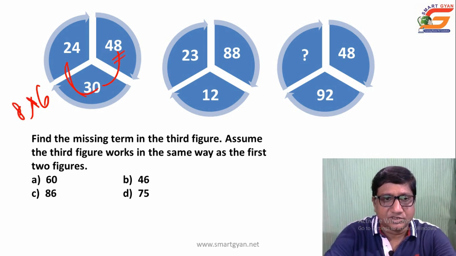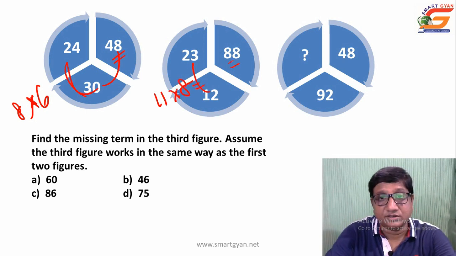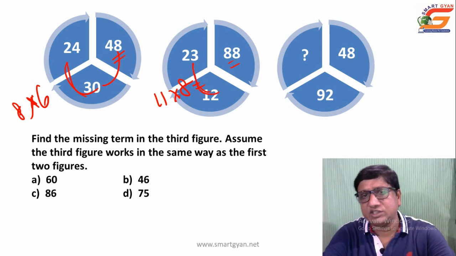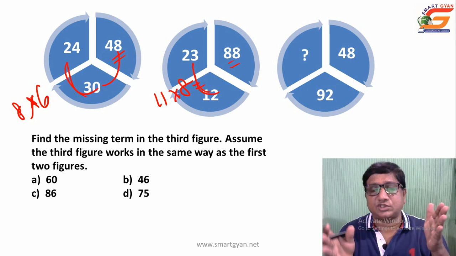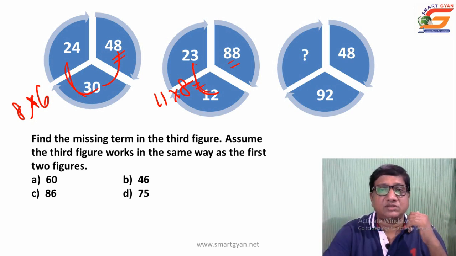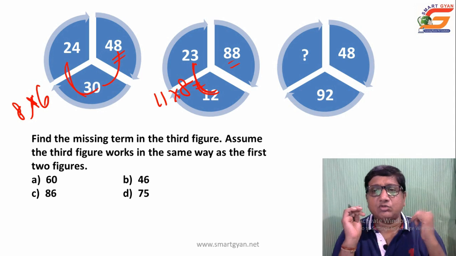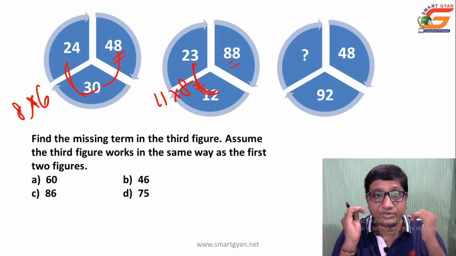Is it possible for the other figures? Then 23 minus 12, that is 11. Yes, 11 into 8 is equal to 88. Yes, the difference of these two multiplied by 8. This is a question out of the box, meaning we have to multiply the difference of these two numbers with 8. It may be 5, 4, 6. So this is purely out of the box. You have to think beyond.